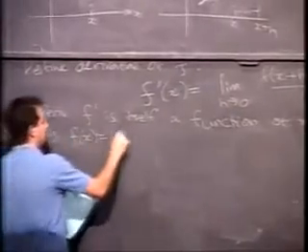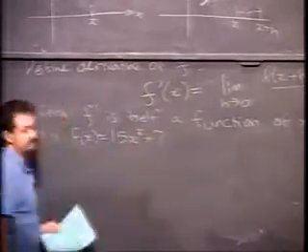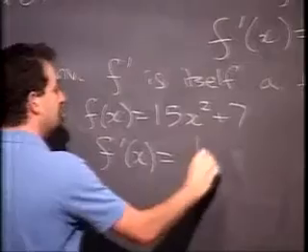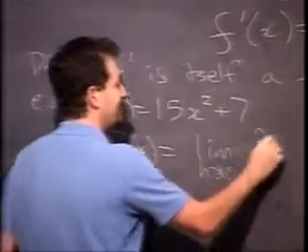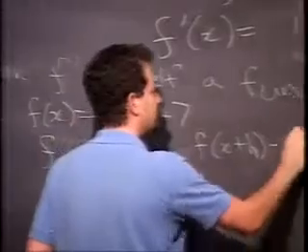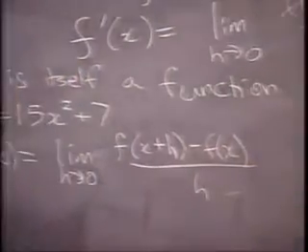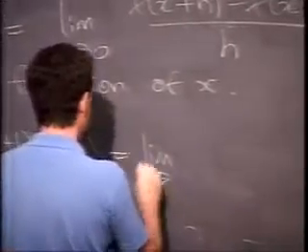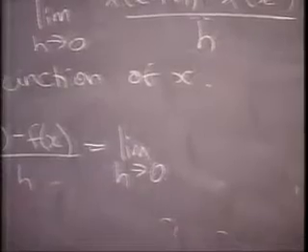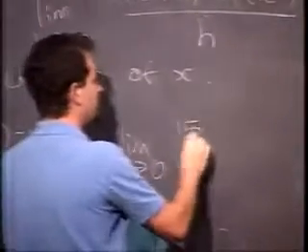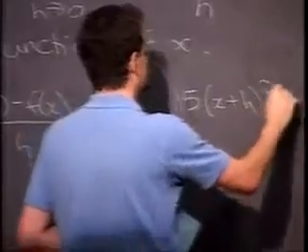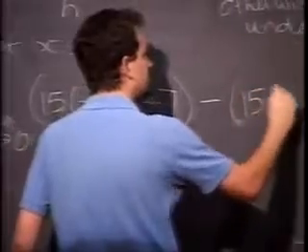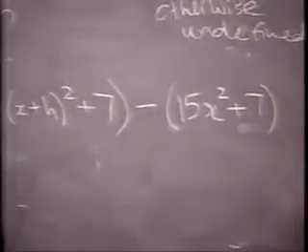Suppose f of x is 15x squared plus 7. Well, according to this, f prime of x is the limit as h goes to 0 of f of x plus h minus f of x over h. That's just the formula. Now, what is f of x plus h? Well, it's 15 times the quantity x plus h all squared, plus 7. And then I've got to subtract f of x itself. So that's 15x squared plus 7. And all that over h.